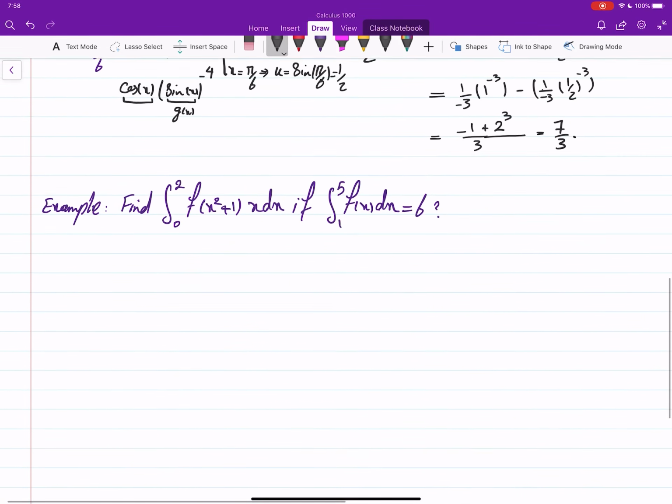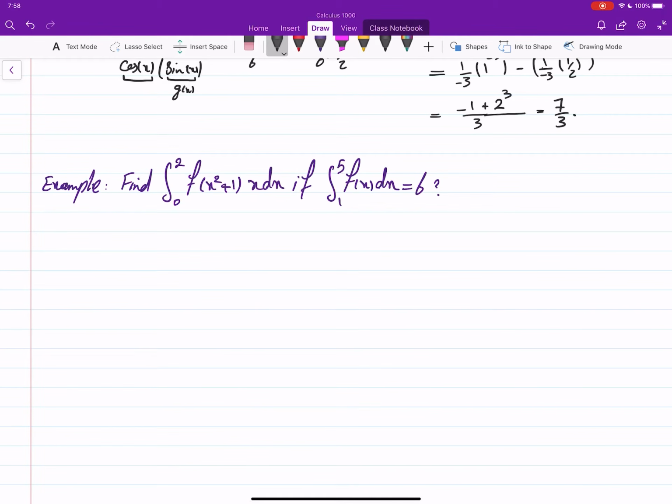Let's do another example. Here we are looking for the integral of f of (x squared plus 1) times x dx, going from 0 to 2, if we know that the integral of f(x) dx from 1 to 5 is equal to 6. Well, okay, let's look at this guy: f of (x squared plus 1) x dx.